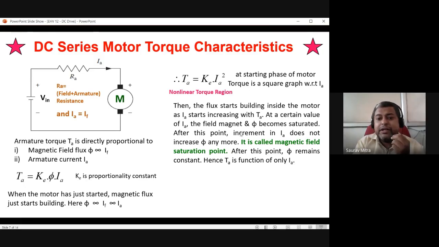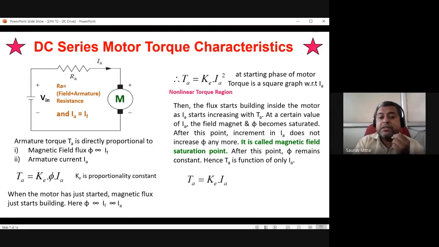So after this point, which is called the saturation point, the increment in Ia does not increase phi anymore. It is called the magnetic field saturation point. After this point, phi remains constant. So even if we are increasing Ia, phi remains constant.